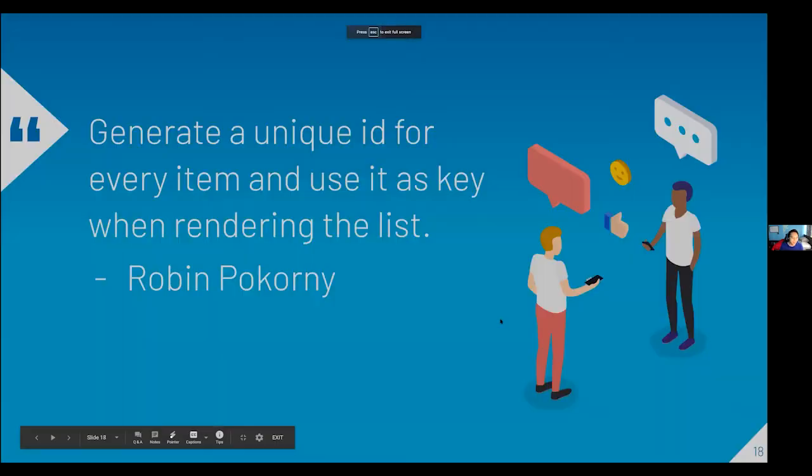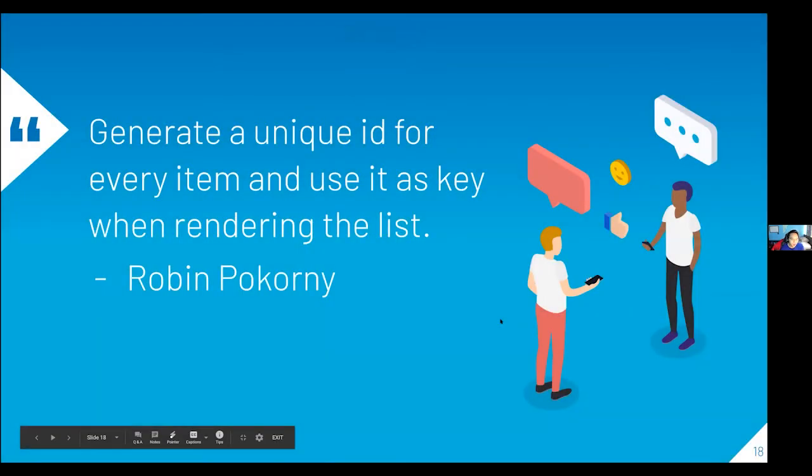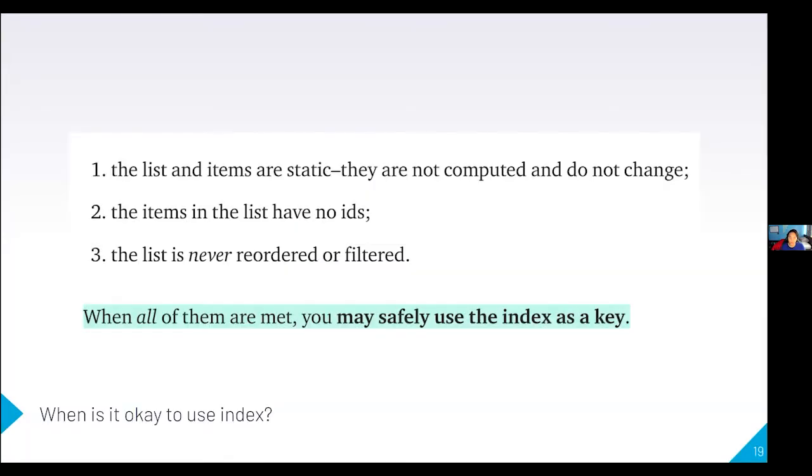So moving forward, the next one is a rule here, just from that article I took out: generate a unique ID for every item, and use it as a key when rendering the list. It's just a good thing to follow, but there are exceptions to it, of course, and I agree with him, so I put it on here.